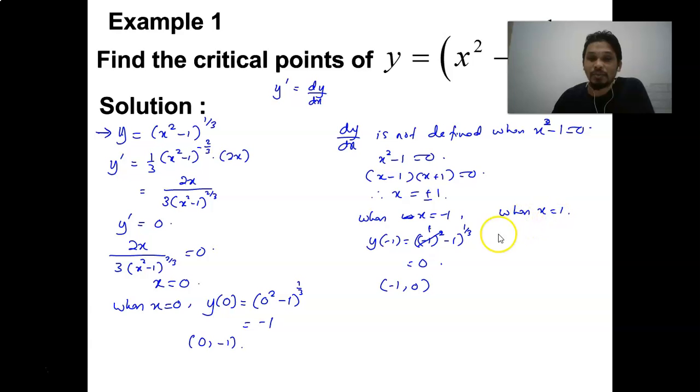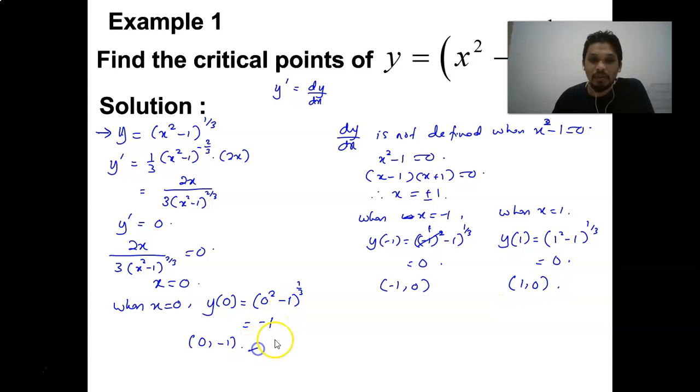And when x equal to 1, again, we substitute into this formula of the function y, where x equal to 1. Then we come up with 1 squared minus 1 to the power of 1 over 3. 1 squared is 1, minus 1 equal to 0. Then we get another coordinate which is 1 and 0.